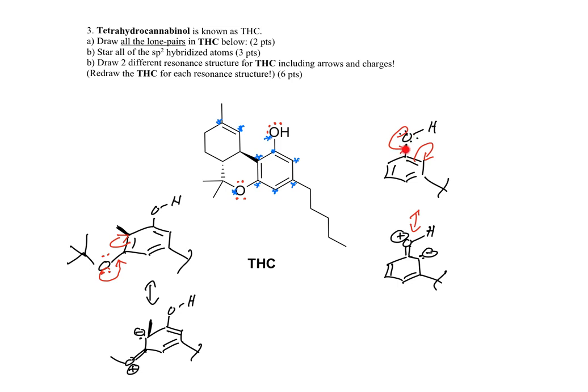Arrow goes between 2 atoms, makes a pi bond. Arrow goes to an atom. Electrons go to that atom, has a charge. Make sure you balance your charge when you do these resonance structures, as always.